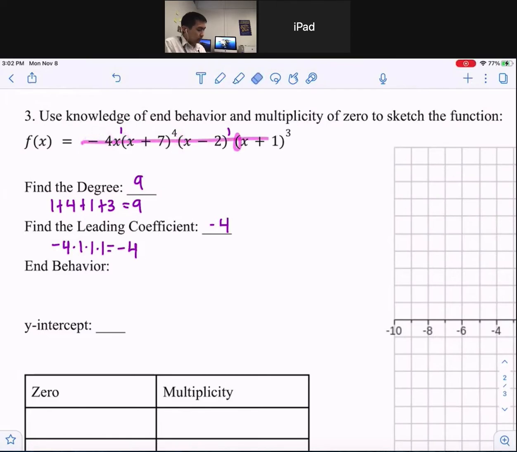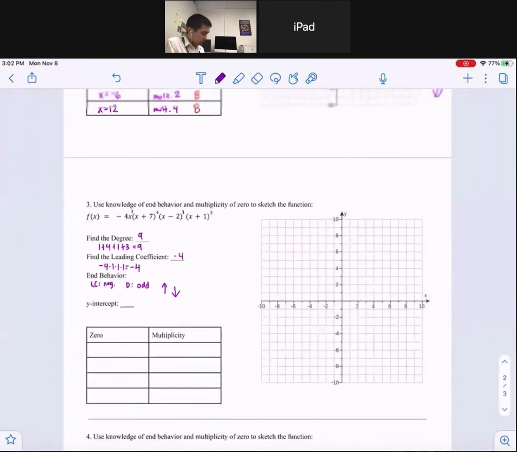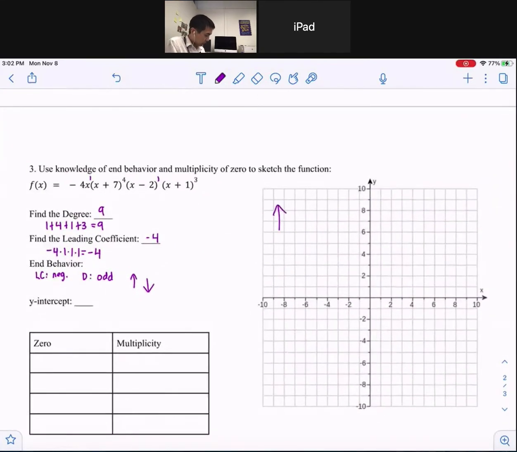So again, end behavior, leading coefficient is negative, and your guys' degree is odd. Negative odd, you guys, is up and then down. So this is going to be another up-down scenario. Y-intercept, for the sake of this lesson and this homework assignment, it's 0, 0, you guys.